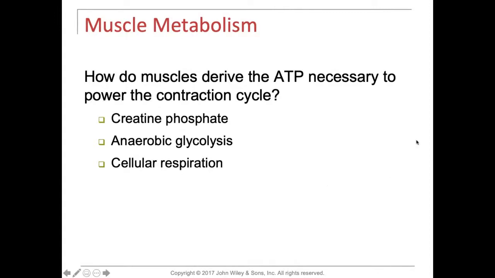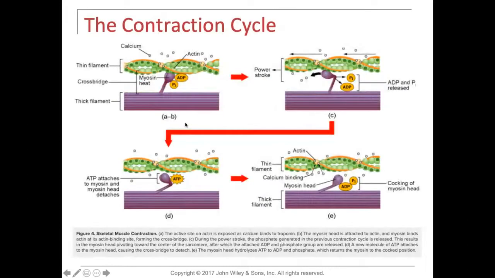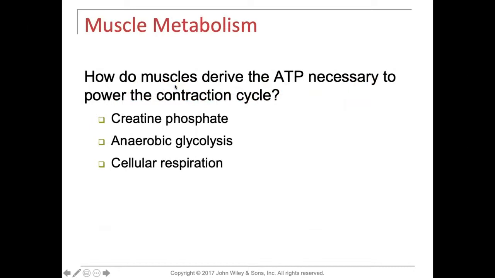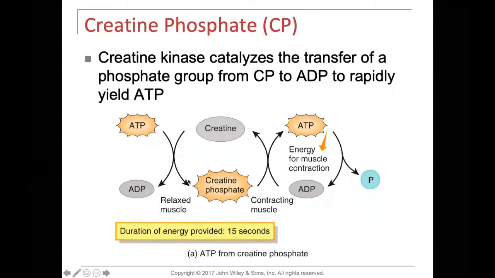Now, in terms of muscle metabolism, how do muscles derive the ATP that's needed? CP, which is creatine phosphate, which I mentioned here, is for immediate energy. It doesn't last very long. It's like a power lifter, quick impulse. It's not for endurance. We have anaerobic glycolysis. Glycolysis, lysis means to break down, breaking down sugar, and we'll talk about cellular respiration as well.